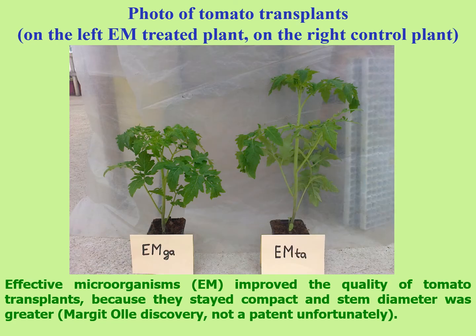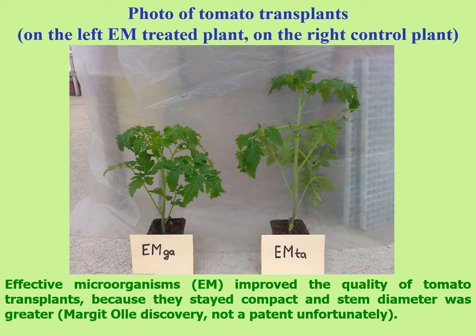Photo of tomato transplants. On the left you can see EM treated plant, and on the right you can see control plant. And you can see that the control plant is elongated with few leaves on the stem, and the EM treated plant has higher stem diameter, and the plant is shorter.